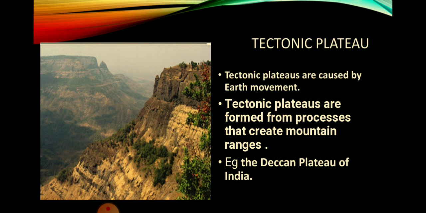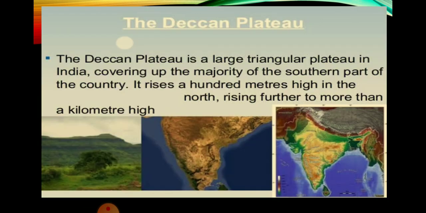Tectonic plateaus are formed from processes that create mountain ranges. It's the same movement that makes the mountain ranges. The example of it is the Deccan Plateau of India. Let's see the Deccan Plateau here. The plateau is a large triangular plateau in India. You can see it in the light brown color in the second picture. So here you can see it's a triangular shaped one.